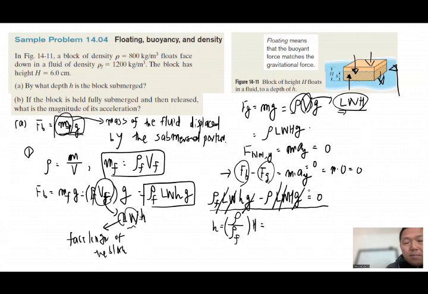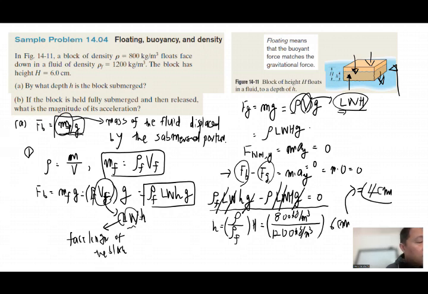The density of the box is 800 kilograms per cubic meter, the density of the fluid is 1200 kilograms per cubic meter, and the height of the box is 6 centimeters, right? So the height of the submerged portion of the box at equilibrium is 4 centimeters.